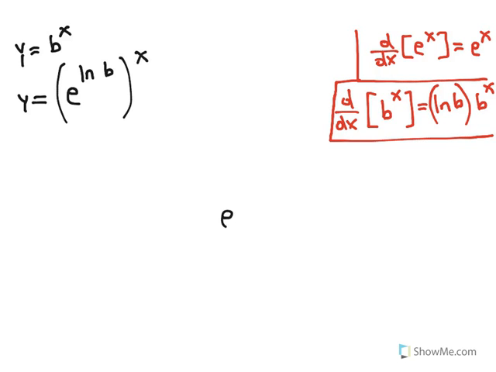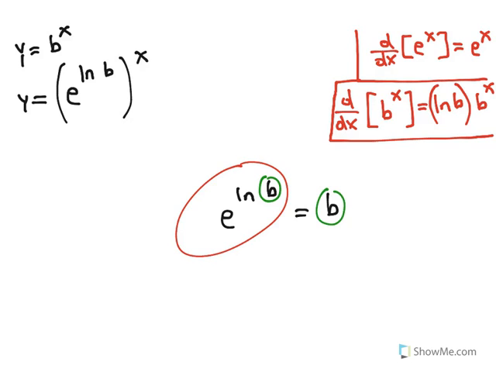Now what is e to the natural log of b? It's actually equal to b. And the reason is the natural exponential function y is equal to e to the x and the natural logarithmic function ln of x, they're inverse functions. And what you have here is a composition of two inverse functions. So they'll undo each other and the final output will be the same as the original input.